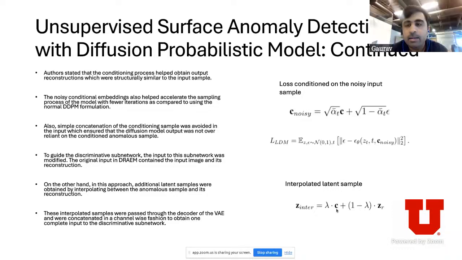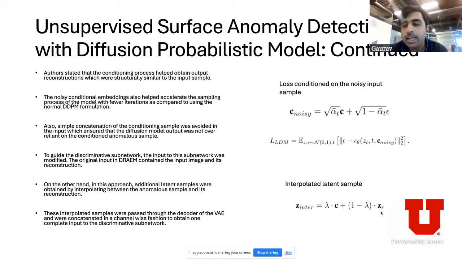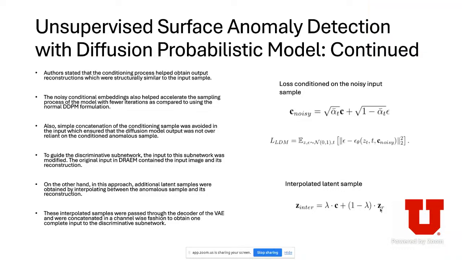C is the input, and it is the latent vector corresponding to the anomalous image. And what is ZR? ZR is the latent vector that is reconstructed by the diffusion model.